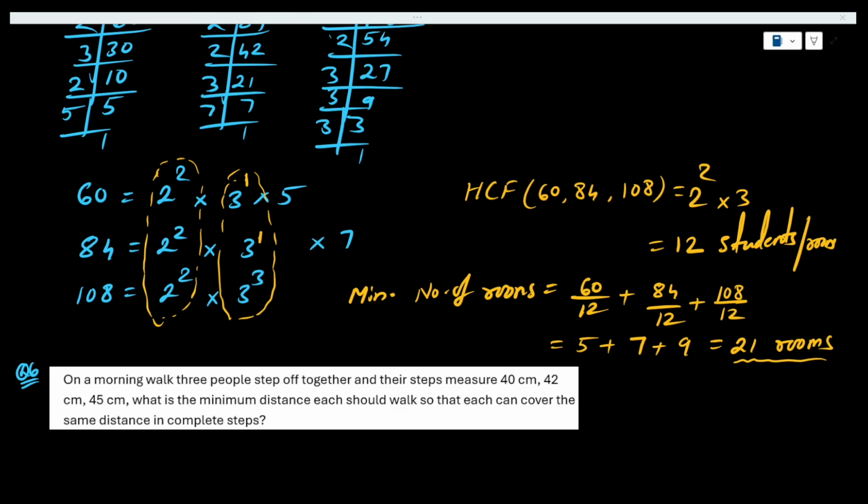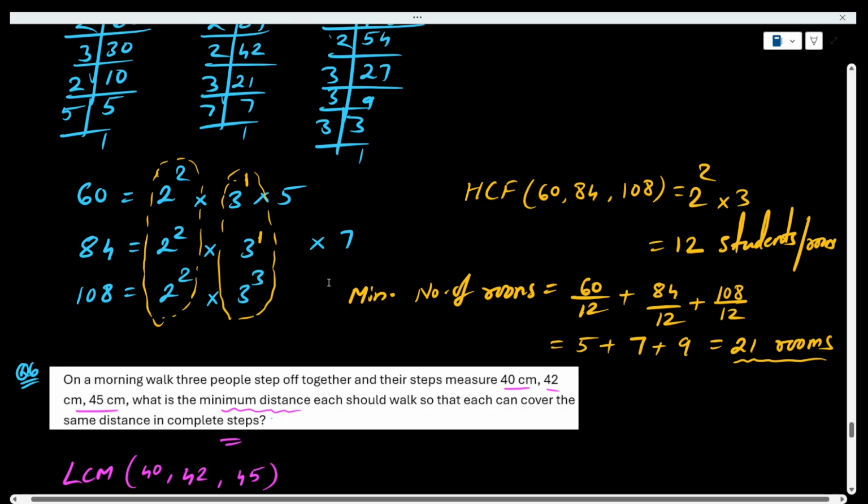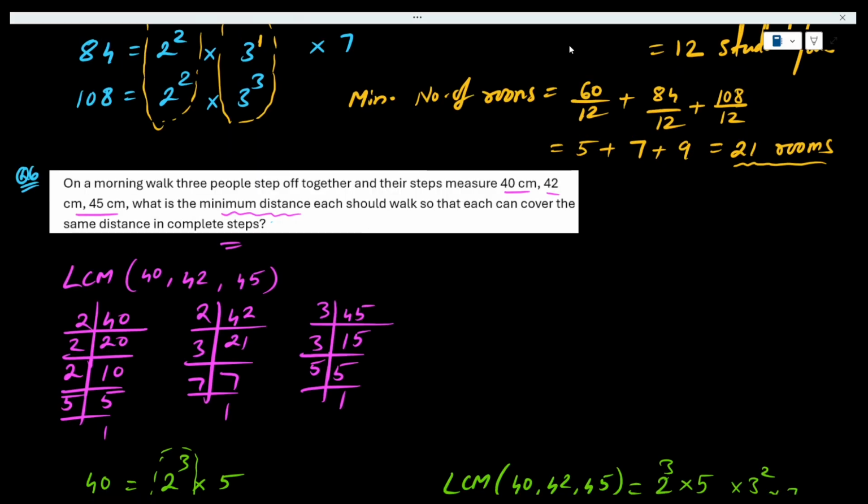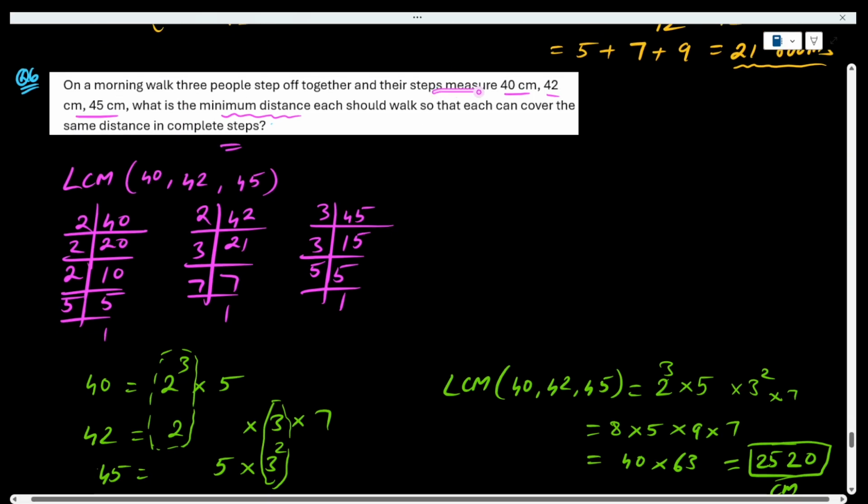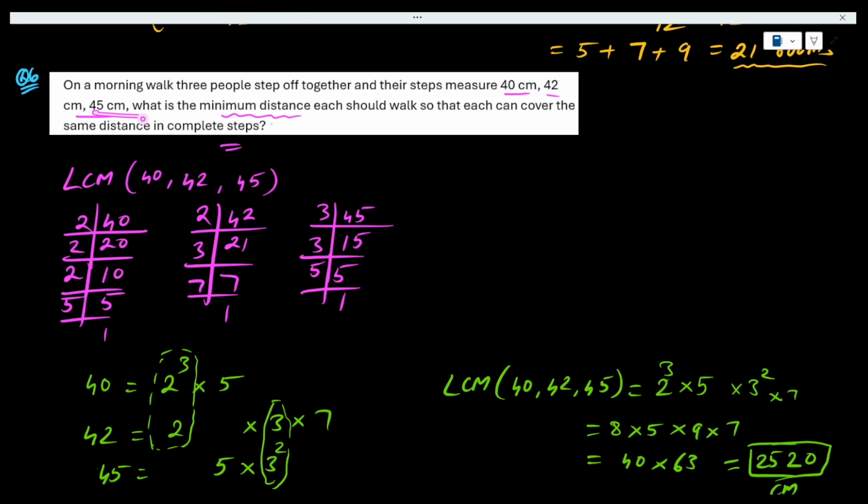After that, let us go for the next question here. Other than this question, if you see here, these are two other solved questions. You can see that here. I'll just tell you how I have taken it here. Now, it's written: on a morning walk, three people step together, and their steps measure 42 centimeters, 40 centimeters, and 45 centimeters. What is the minimum distance each should walk so that each can cover the same distance?